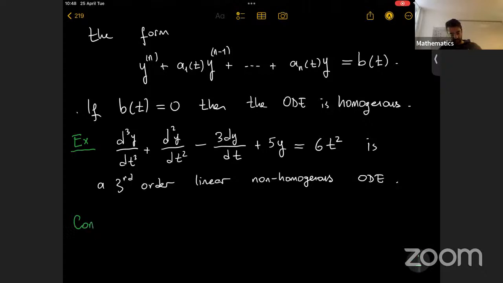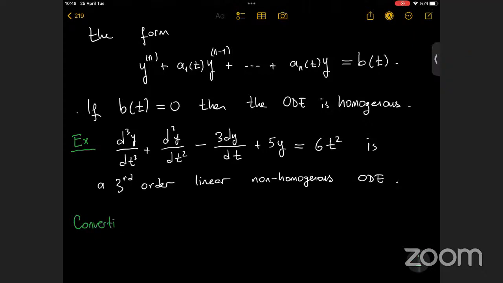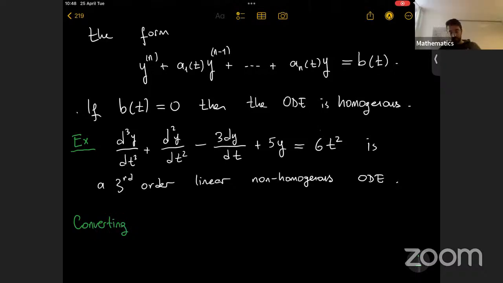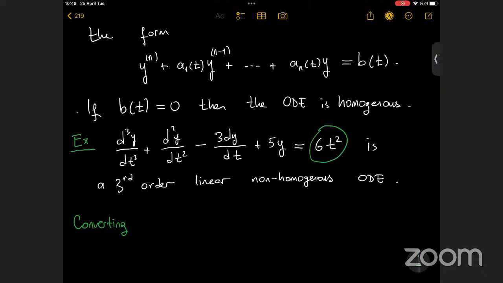Converting. I'm so sorry. How do we know that it's non-homogeneous? Because of this term here, 6t squared. So when you have a function of t only in the equation, that makes the equation non-homogeneous. Okay, thank you.